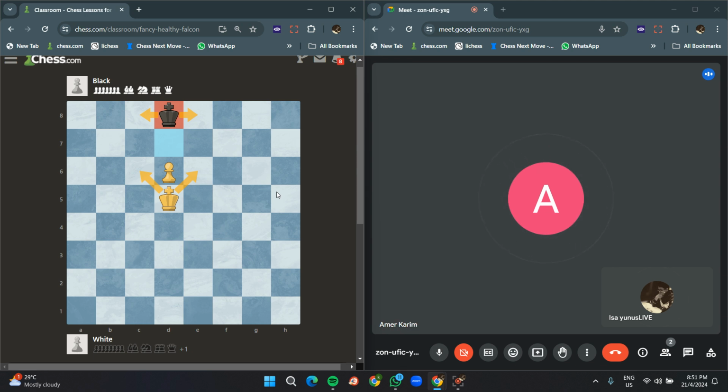Okay, so the original position was this. If this is white's turn, white can push this, and this is a draw. But if this is black's turn, then black is losing. Black has to move the king, and you can simply push the pawn. You see, then this is similar to the previous problem.